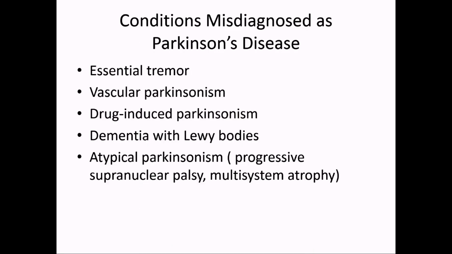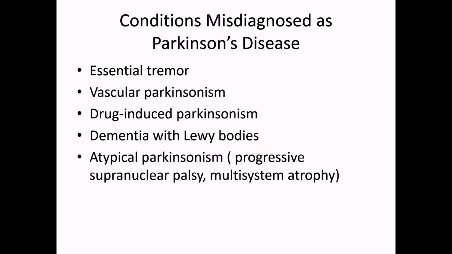Several conditions are misdiagnosed as Parkinson's disease. Essential tremor is common and associated with family history, is symmetric, flexion and extension in character, improves with rest, and may affect the head and voice. Vascular Parkinsonism results from strokes and may present with prominent lower extremity symptoms. Drug-induced disease is symmetric and diagnosed by history and improvement with discontinuation of the offending agent.